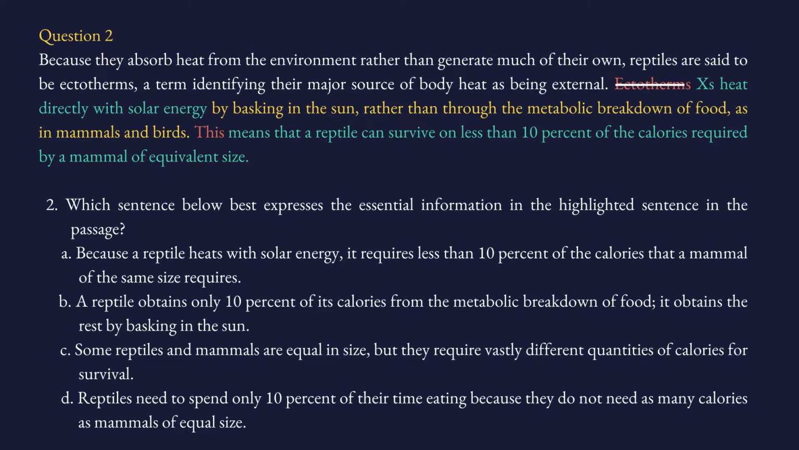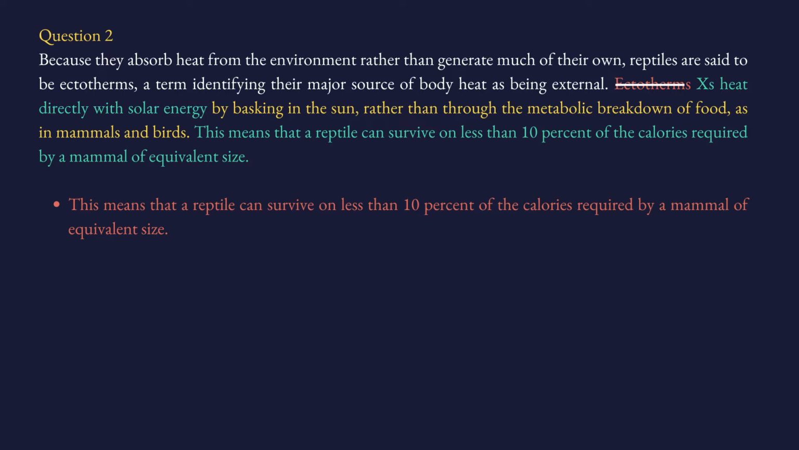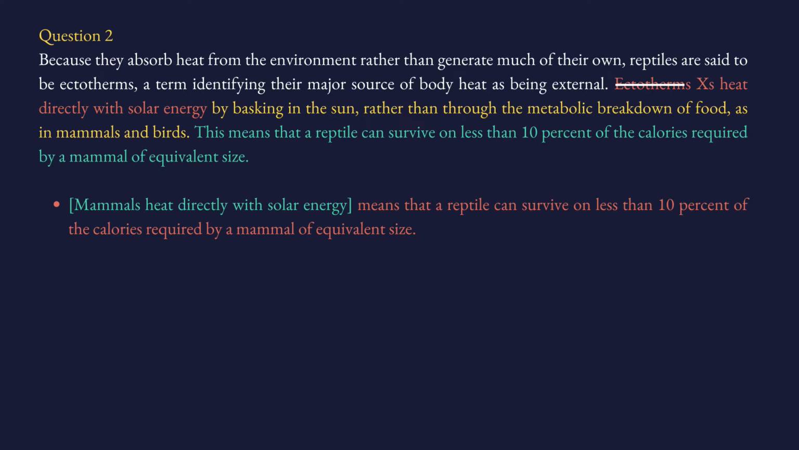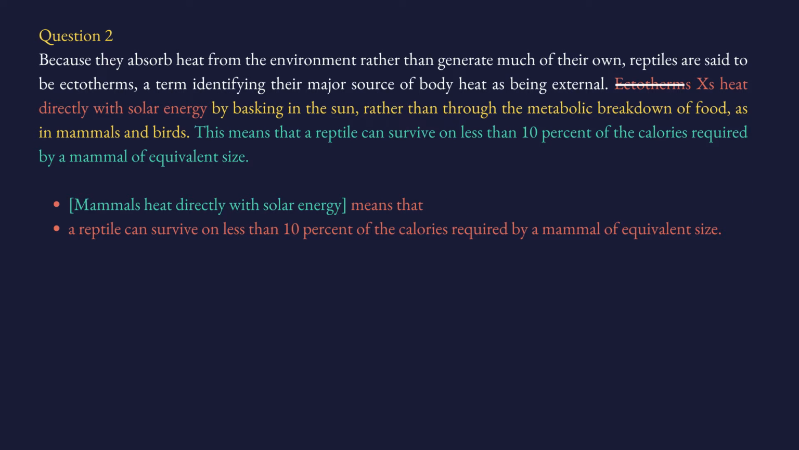This means that reptiles heating directly with solar energy means that a reptile can survive on less than 10% of the calories required by a mammal of the equivalent size. Let's bring this sentence down. And now, let's break it into parts. Instead of this, I'm going to say X's or mammals. Let's put actually mammals. Mammals heat directly with solar energy, which means that a reptile can survive on less than 10% of the calories of what? Required by a mammal of the equivalent size.